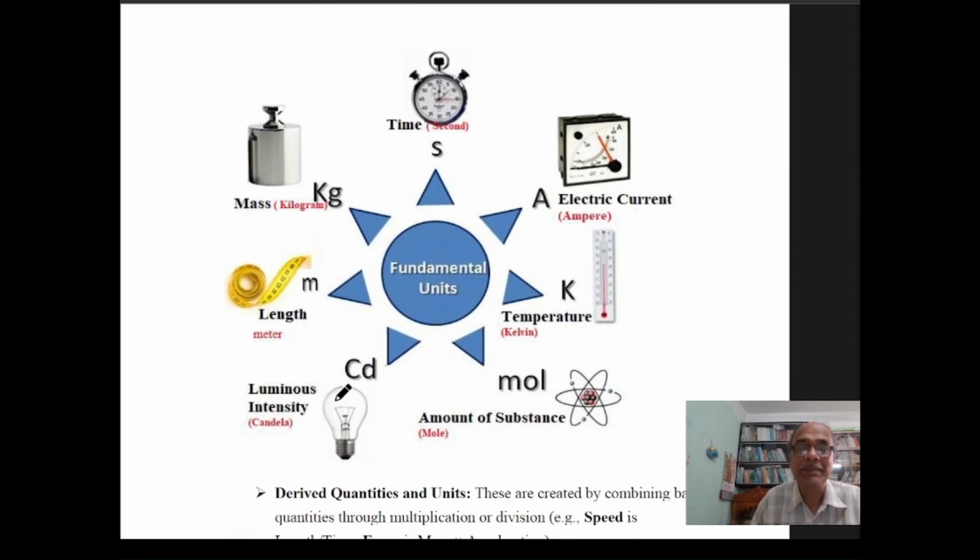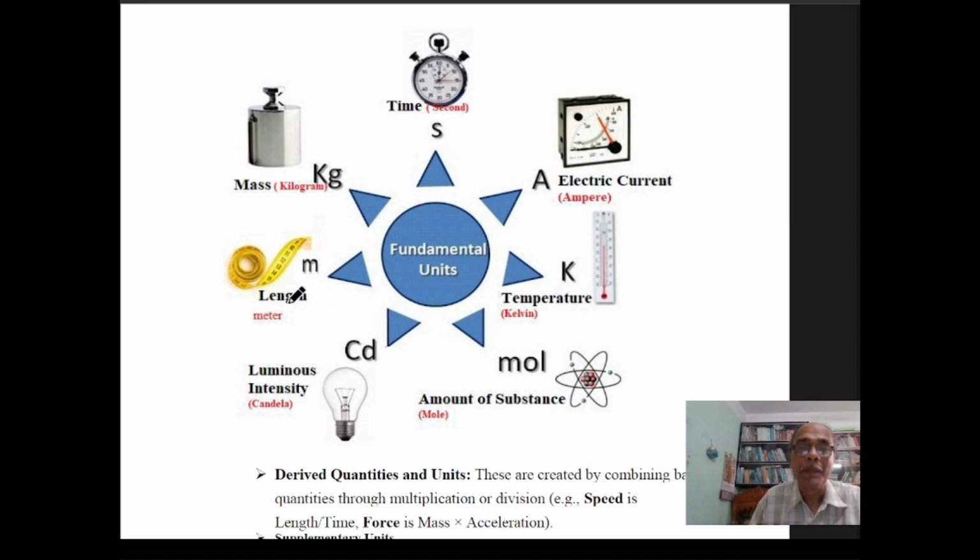Now in the SI system, there are 7 fundamental quantities. The 7 fundamental quantities are: length, whose unit is meter, denoted as small m. Mass, unit is kilogram, kg. Time, unit second, s. Electric current, unit is ampere, written A. Temperature, unit is Kelvin, written as K. Amount of substance, mole, written as mol. And luminous intensity, the candela, cd.